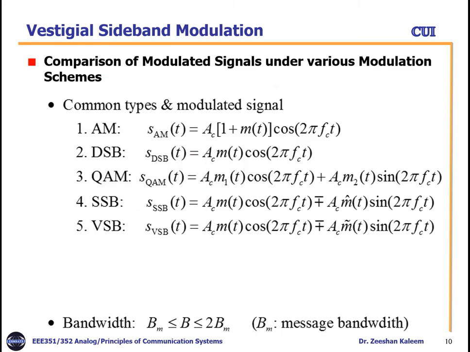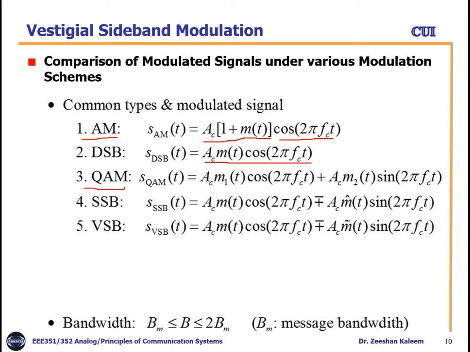There is also a comparison between the modulation schemes which we covered in this chapter, because this one was the last scheme, and how their modulated signals look. This is the AM signal. We have an additional carrier here as well: AC times 1 plus MT cos 2 pi FCT. In double sideband, we have ACMT cos 2 pi FCT. Here we don't have an additional carrier, so it is called double sideband AM with suppressed carrier, and the other is AM with carrier.